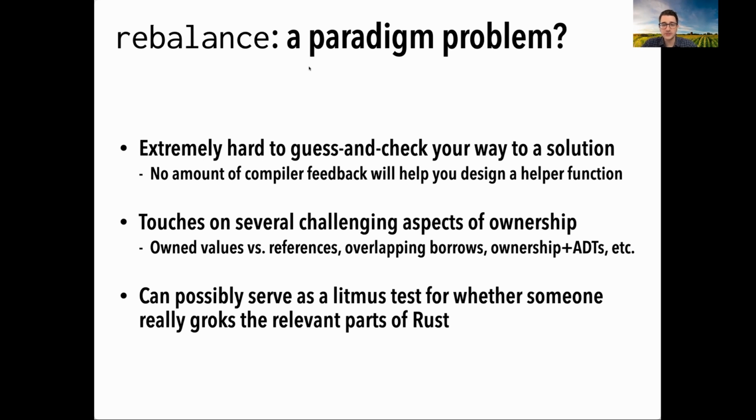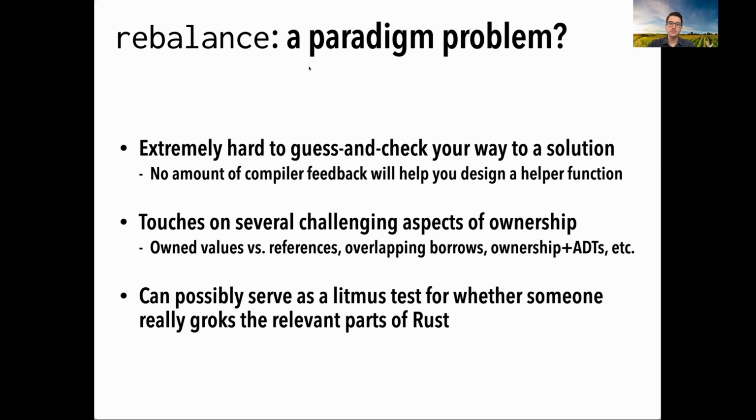This touches on several challenging aspects of ownership, right? You have owned values versus references versus boxes. You have lots of overlapping borrows to things. You have to carefully make sure you're never doing anything unsafe. This is all, along with algebraic data types, you have to understand the relationship between matches and references. So I think it's nice to have one problem that's relatively small, but captures many of these sorts of concerns.